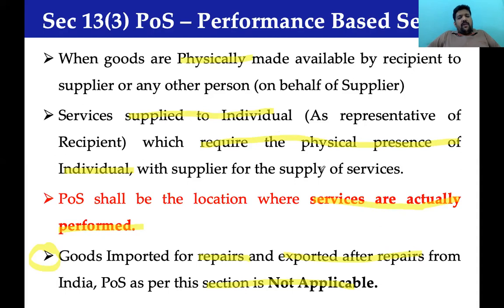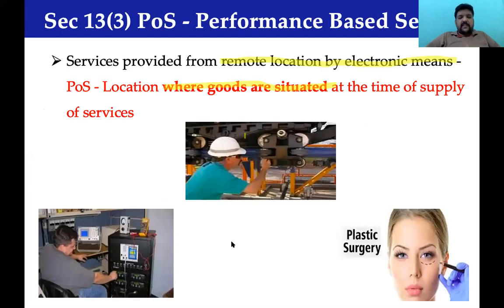In case goods are imported into India for repair, refurbishment, rework or processing, and after that go back outside India without use, the place of supply for that kind of transaction will not be determined as per this section. In case services are done through electronic means, digital networks, or electronic modalities, the place where the asset is located would become the place of supply.